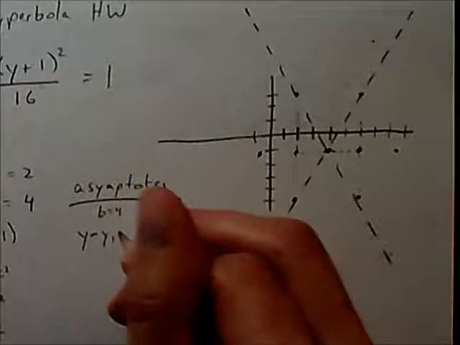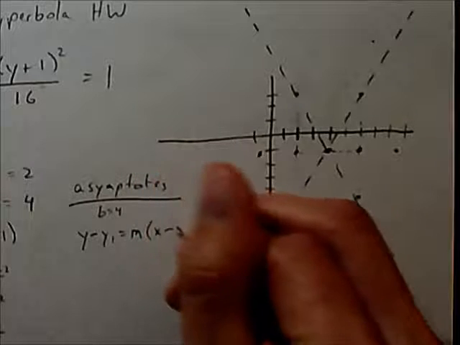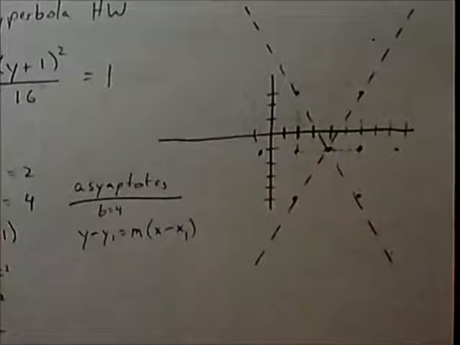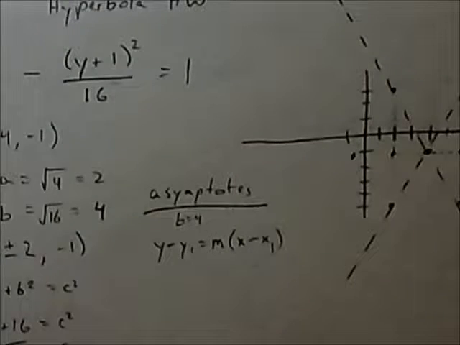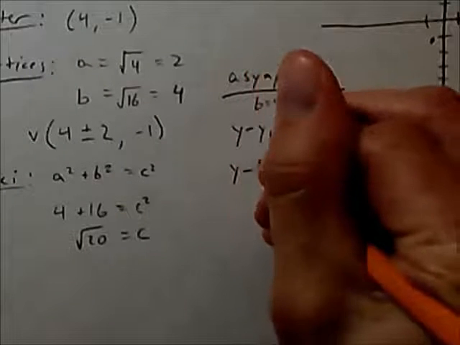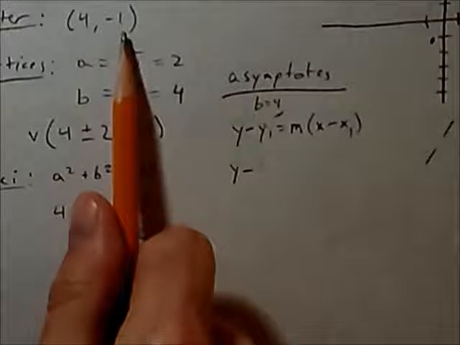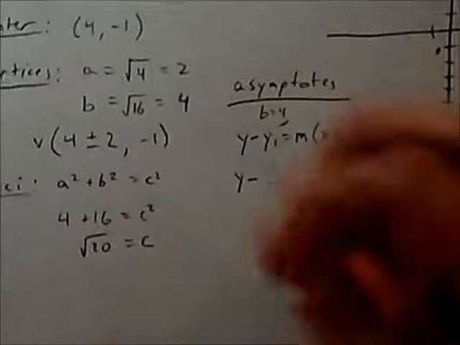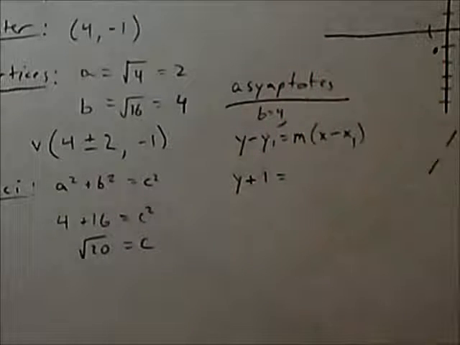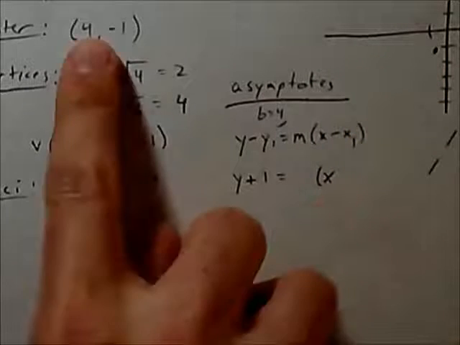So remember, I'm using this equation: y minus y1 equals m times x minus x1. So the y1 and the x1 will be the x and y values of the center. So the x and y values for the center are 4, negative 1. So that's y plus 1. We'll use the y value from the center there. We'll leave a blank for the slope, and then x minus 4.